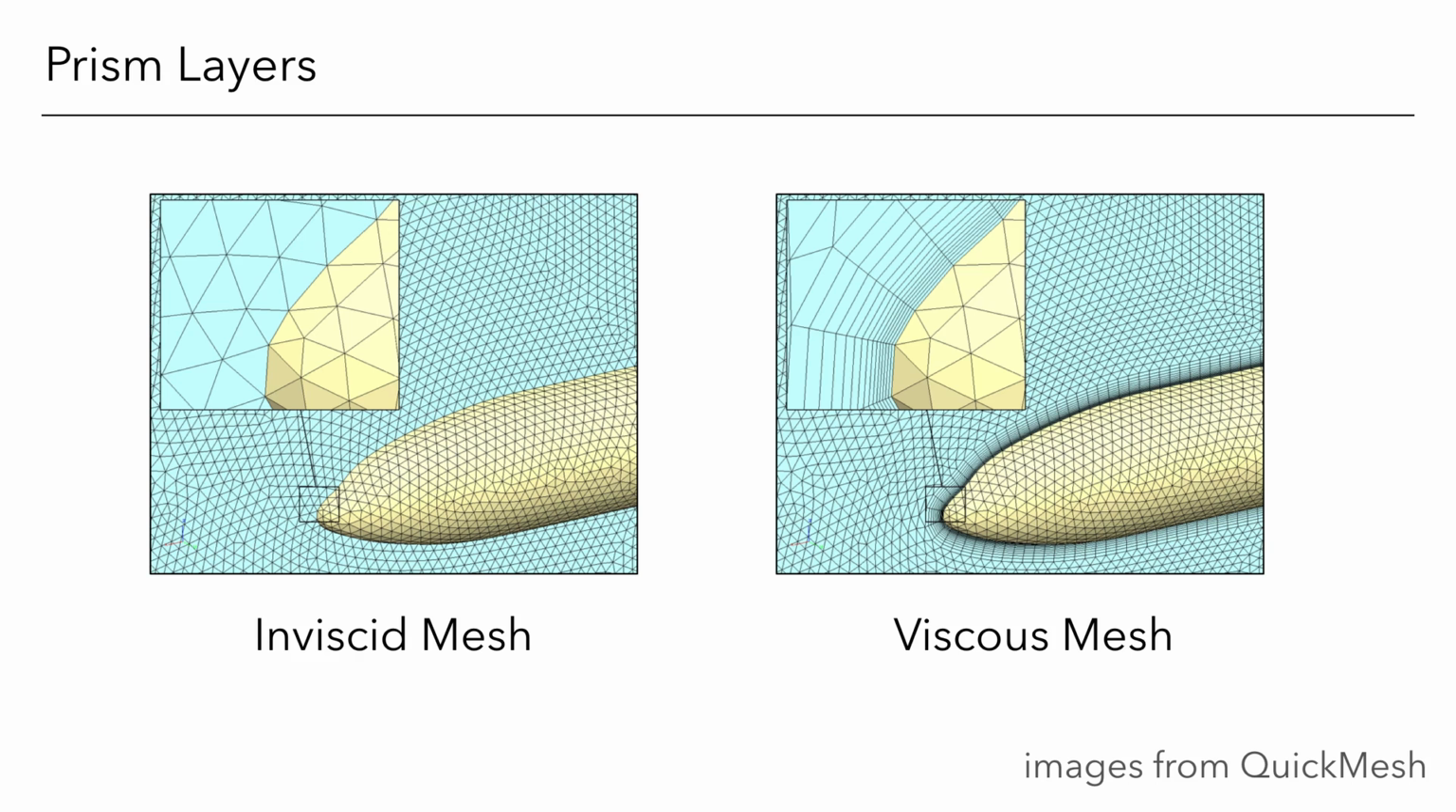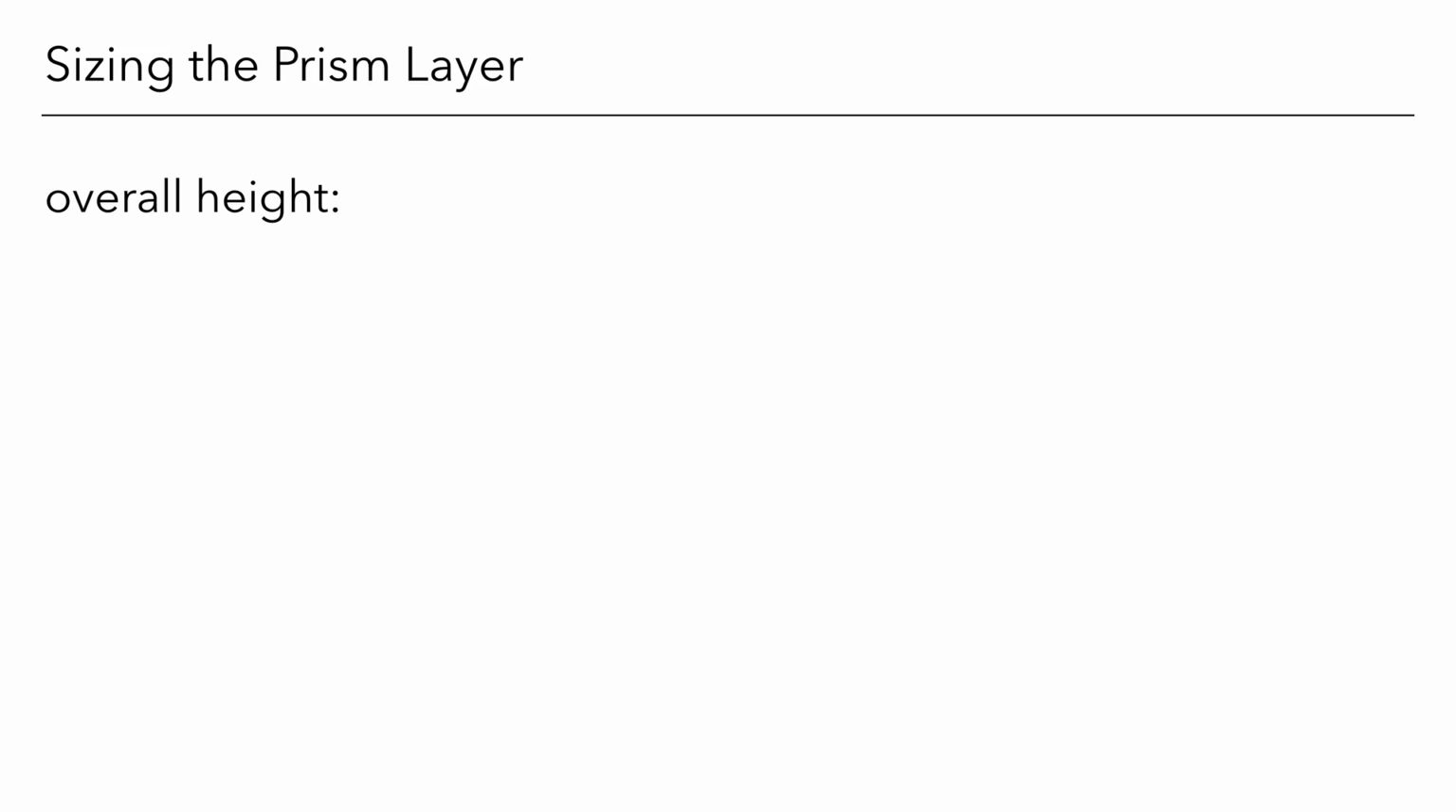Okay, so we're going to talk about how do we size our prism layers. Of course, we could use just a general grid convergence study, and we still need to do that, but we can rationally size the cells in our prism layer and avoid having to do a separate convergence study for the prism layer for the most part. So how do we do that?